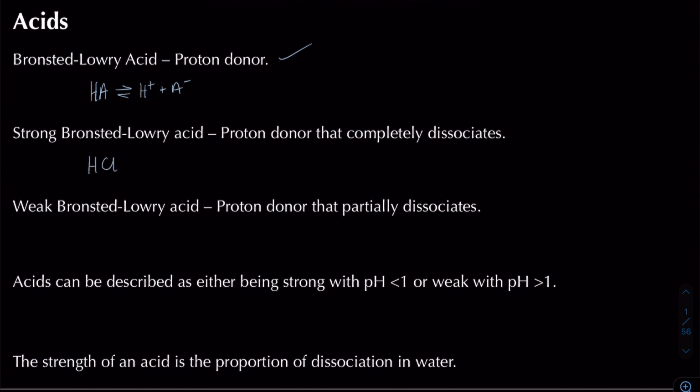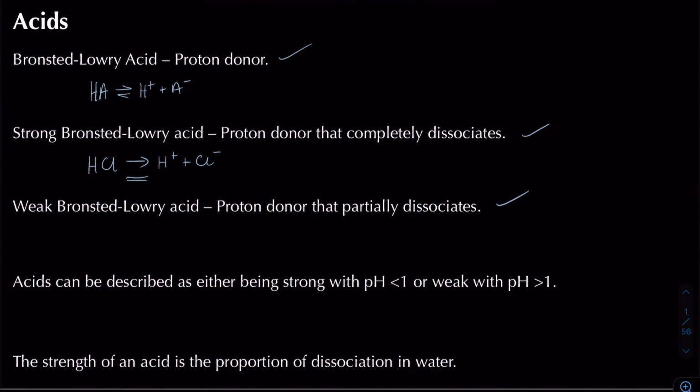And so let's say if I were to have HCl, which is a good example of a strong acid, I know that's going to dissociate to form H plus and then chloride ions as well. And you can see, through use of this arrow, we've shown that we've got a strong Bronsted-Lowry acid. What about a weak Bronsted-Lowry acid? Well, that is a proton donor that dissociates partially.